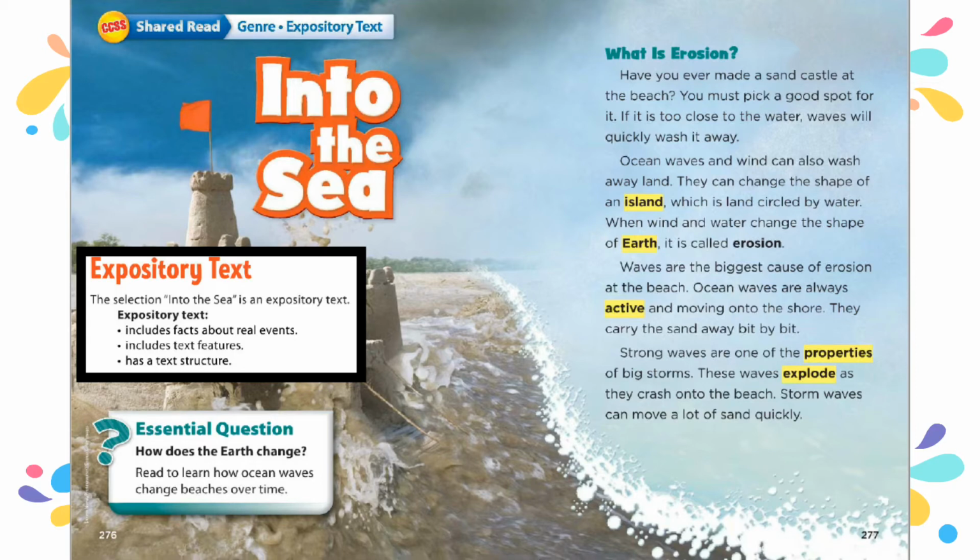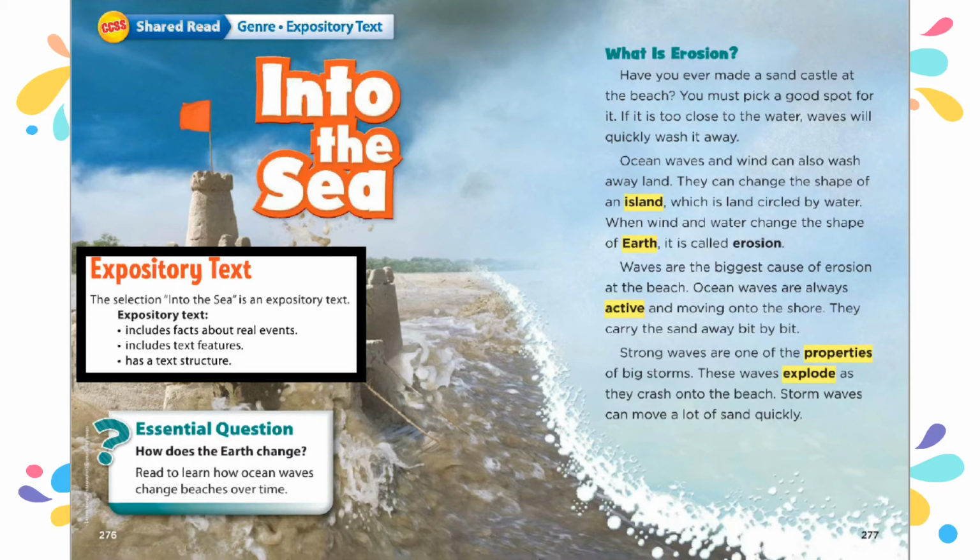Expository text means it includes facts about real events, includes text features, and has a text structure. So the essential question of this week is, how does the earth change? And now I'm not going to ask you this question, but we're going to read the story and find out. Let's begin.